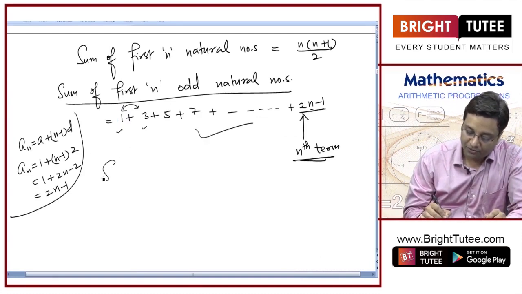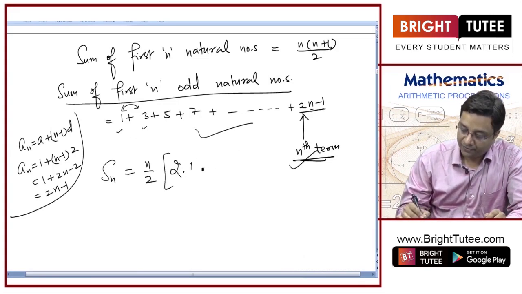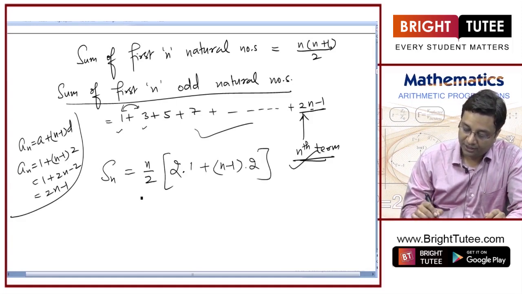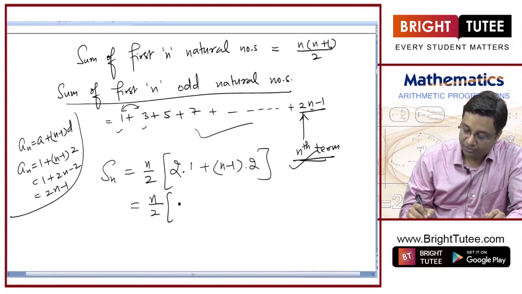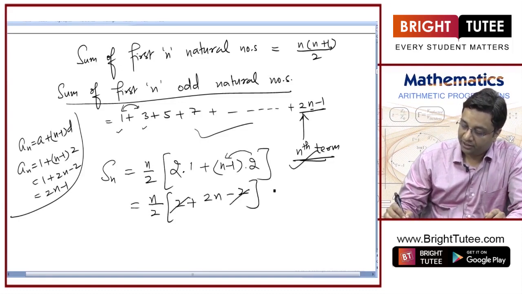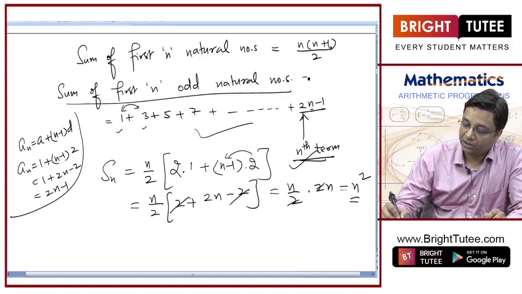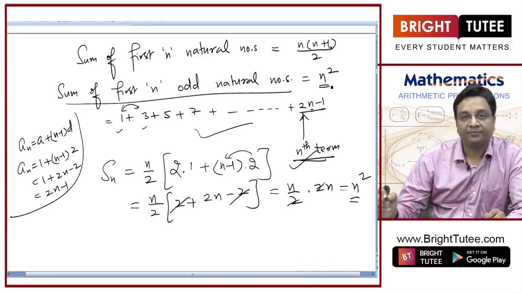Let's apply the formula for Sn here, right? How many terms are there? n terms. So n by 2. Twice of first term is 1 plus n minus 1. What is the common difference? Common difference is 2, right? So it will become n by 2 into 2 plus, if I multiply this 2 in this bracket, 2n minus 2. So this 2 gets cancelled. n by 2 into 2n will give me n square. So sum of first n odd natural numbers is equal to n square, right?